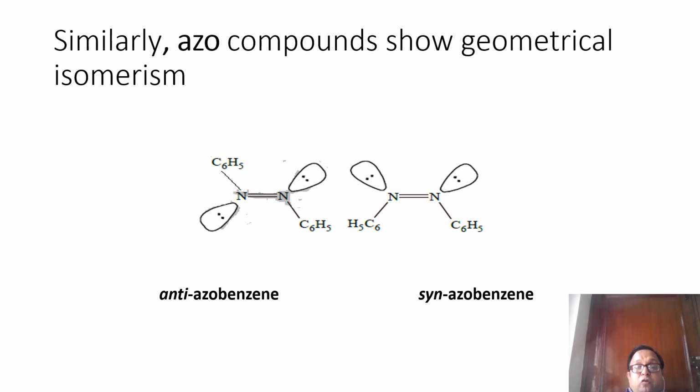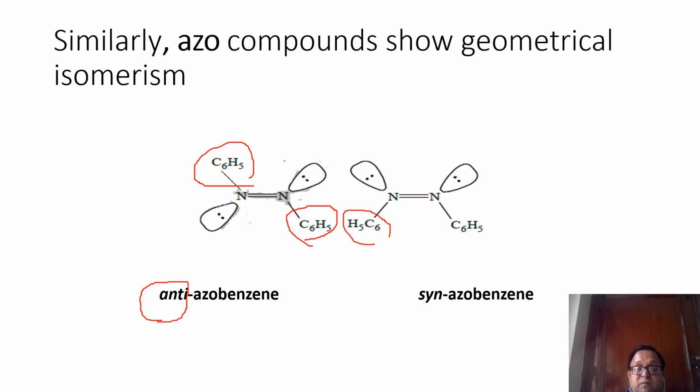Similarly, as a compound shows geometrical isomerism, here you can see the phenyls are on alternate positions, so the configuration anti has been assigned. Similarly, here both phenyl groups are on the same side, so it has been assigned the syn configuration. So that is all about my discussion on geometrical isomerism and its nomenclature.